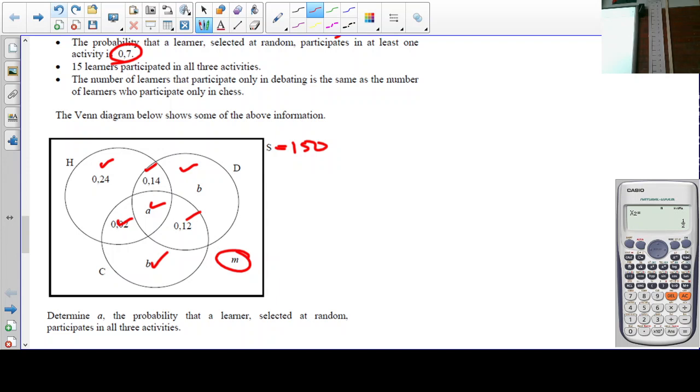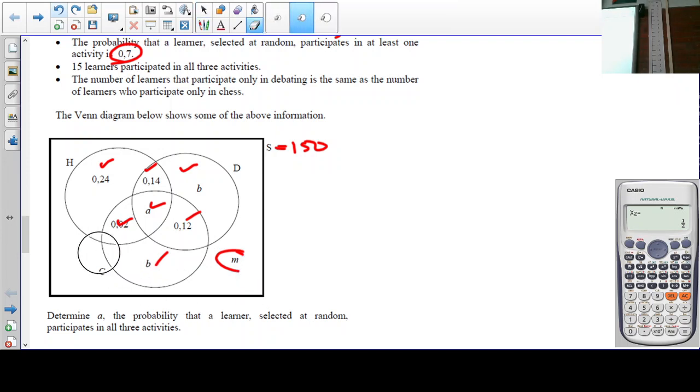0,3. Why? Because they are complementary events. Not so? It will always add up to the sample, which is 1. In this case, the sample is 150. Okay? But what does this represent? This is units from 0 to 1, your probability spectrum. But the number in the group is 150. You understand? So if you want to work out how many take part in hockey only, you say 0,24 times 150. Then I'll get the number of learners who do hockey only, in that category. Does it make sense, people?